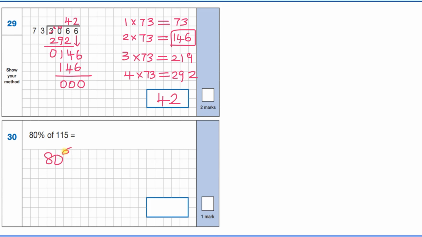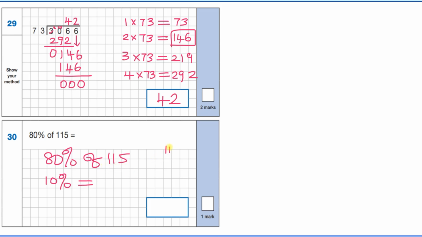80 percentage of 115. Now we need to do a little bit of calculation here. You can do this question. So 80 percentage means you can do 10 percentage. So 10 percentage, you need to find out that number without a 0. So to knock off the 0, you have to divide by 10.